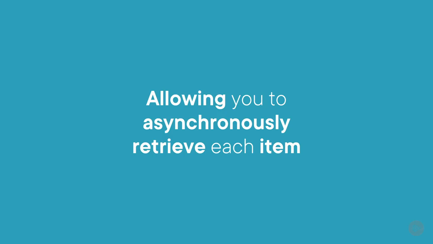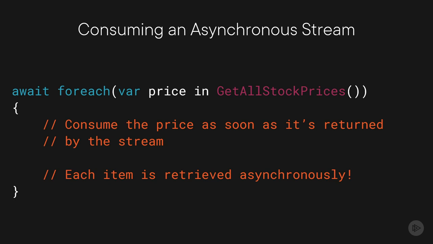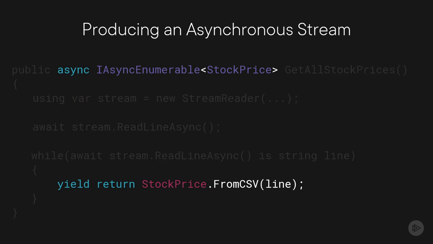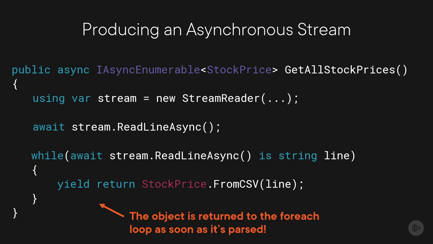The asynchronous streams allow you to asynchronously retrieve items. Consuming an asynchronous stream is as simple as adding the await keyword in front of a for each loop. To produce an asynchronous stream, you use the async keyword together with an iasync enumerable, the await keyword, as well as the yield return. This is a powerful addition to the language and provides a better way of expressing yourself. Although, without understanding tasks and the async and await keywords, this would have been a lot harder to grasp.